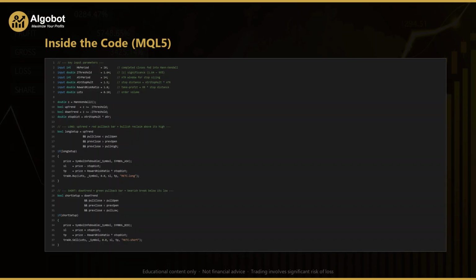The short block is the exact mirror. The short setup condition asks for downtrend, a green pullback bar that closed above its open, a just completed bar that closed below its open, and a close beneath the pullback bar's low. When those align, the code takes the bid price, places the stop one distance above, sets the take profit below, and calls trade.sell. Both sides share the same symmetric logic, just reflected.